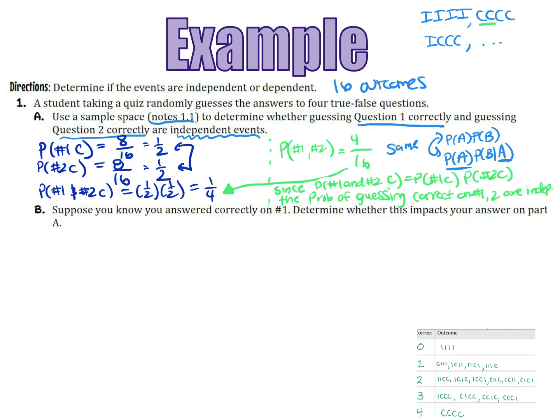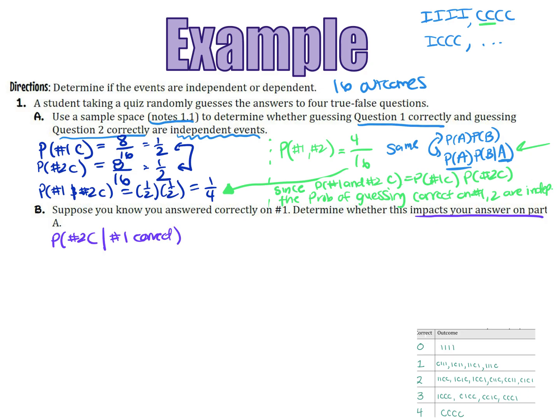So part B is asking us to compare it to the conditional probability that I was sort of referring to before. And it says, suppose that you know you got number 1 correct. Suppose we know that number 1 is correct. Does that impact the probability of getting number 2 correct? So what we are looking at is the probability of getting number 2 correct given that we got number 1 correct.